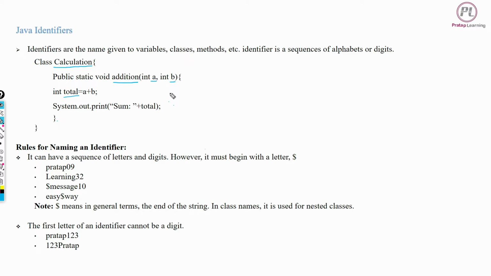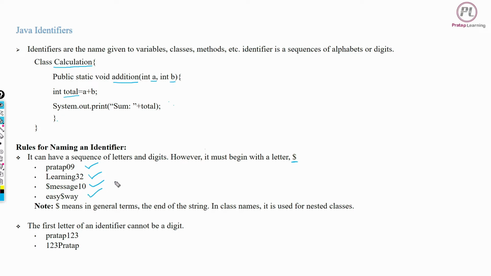Now we will move forward with the identifier rules. Basically, we can't use just any naming convention. There are certain rules to define identifiers in Java. The first one is we can use a sequence of letters and digits, but the first character of the name should be a letter or the dollar sign. We can see these examples, and they are all valid.